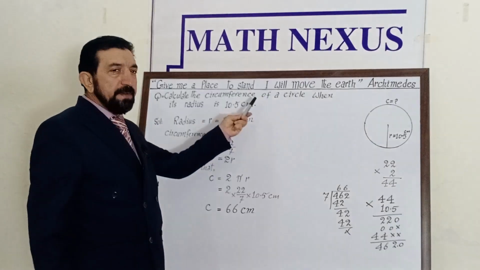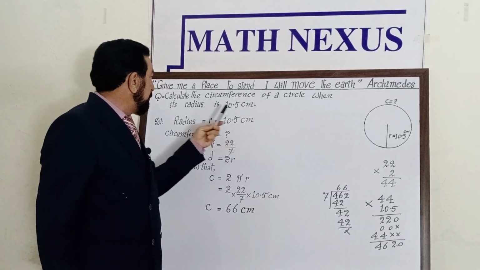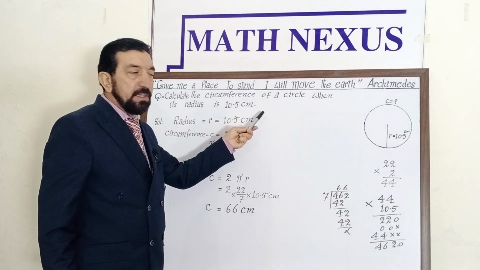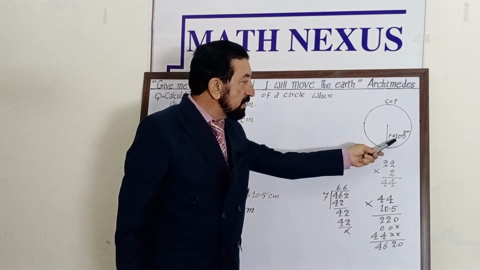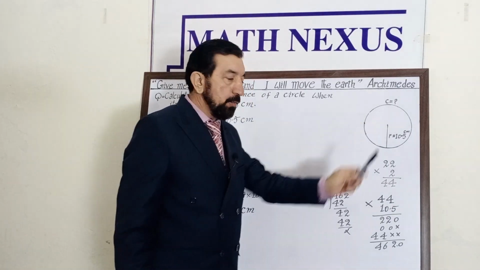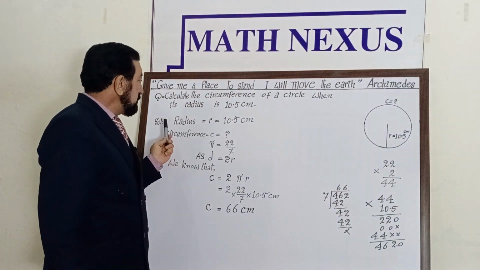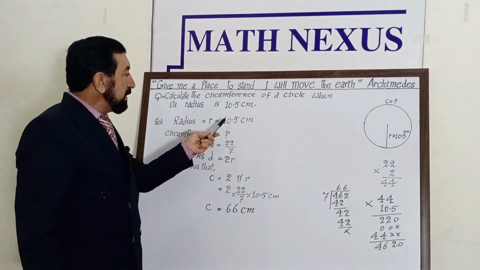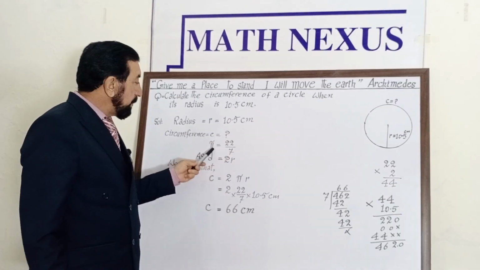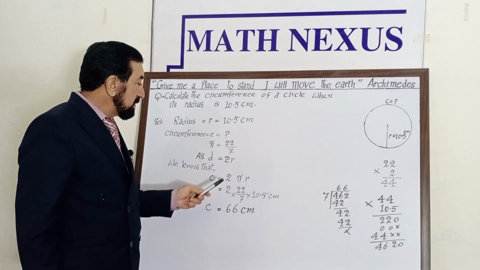Calculate the circumference of a circle when its radius is 10.5 centimeter. Radius is equal to 10.5 centimeter. Circumference is unknown. Solution: radius r equal to 10.5 centimeter, circumference equal to unknown, pi value 22 upon 7.